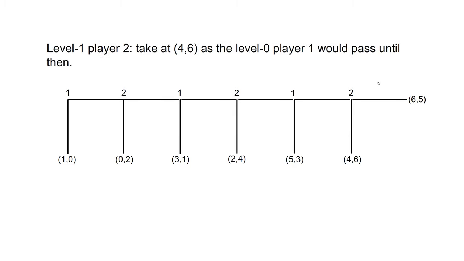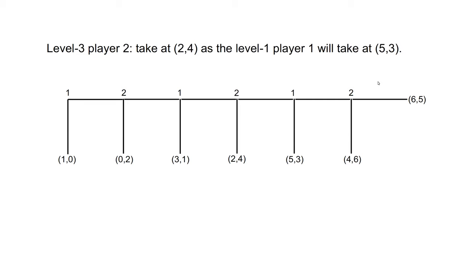A level one player two would take at 4-6, as the level zero player one would pass until then. A level one player one would be planning to take at 6-5, as at the end they believe the level zero player two will keep passing. A level two player two would plan to take at the final stage 4-6, as they believe the level one player one passes. A level two player one would take the payoff at 5-3, as they believe a level one player one would take at 4-6.